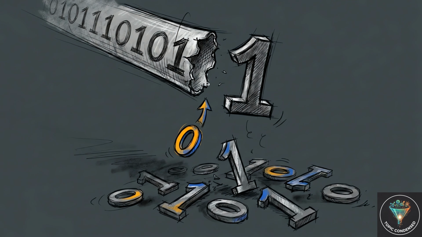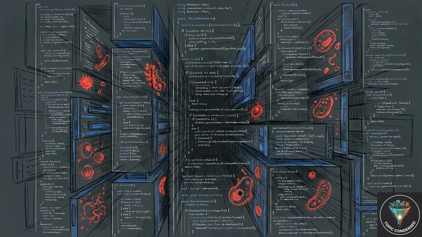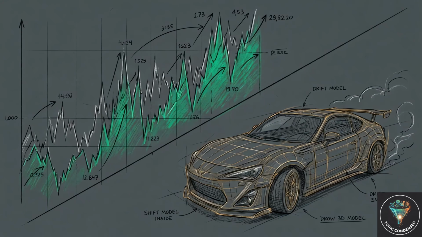It severs the infinite sequence and rounds the last available bit up or down. As a direct result, the value stored in memory is no longer exactly 0.085. It is an incredibly close approximation. These microscopic floating point rounding errors happen thousands of times a second in almost every piece of modern software, from global financial spreadsheets to the physics engines powering video games.